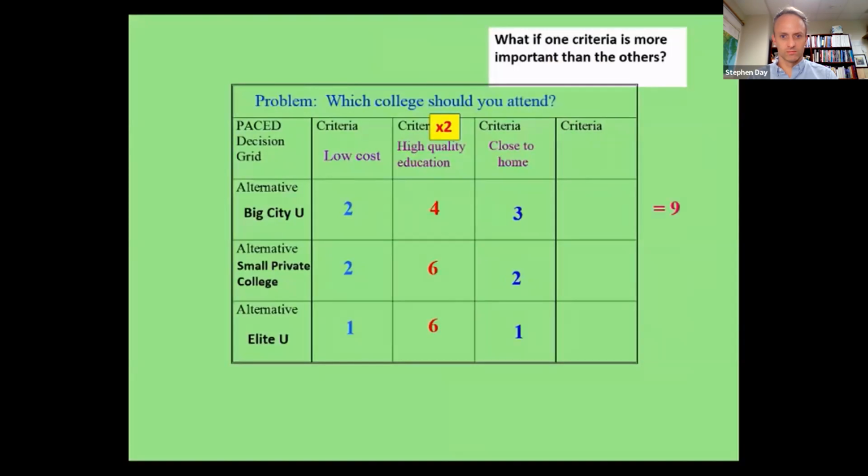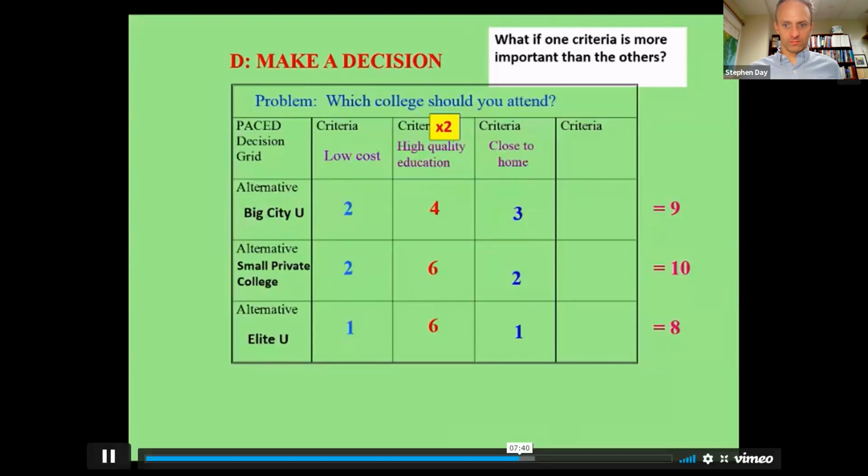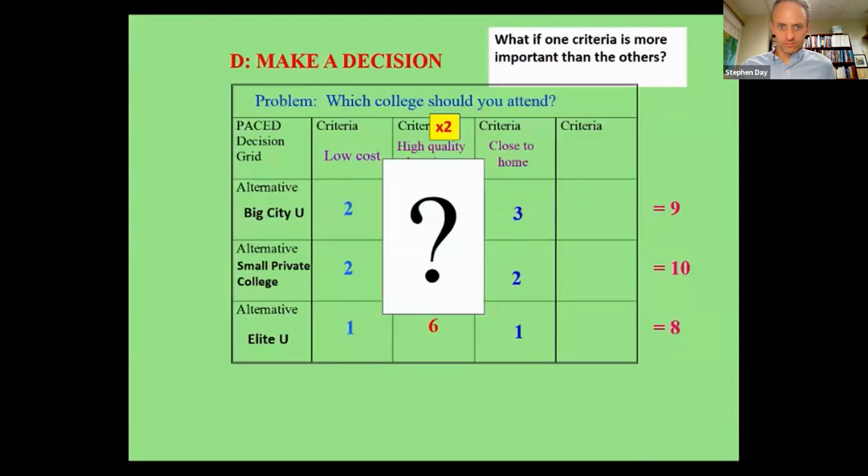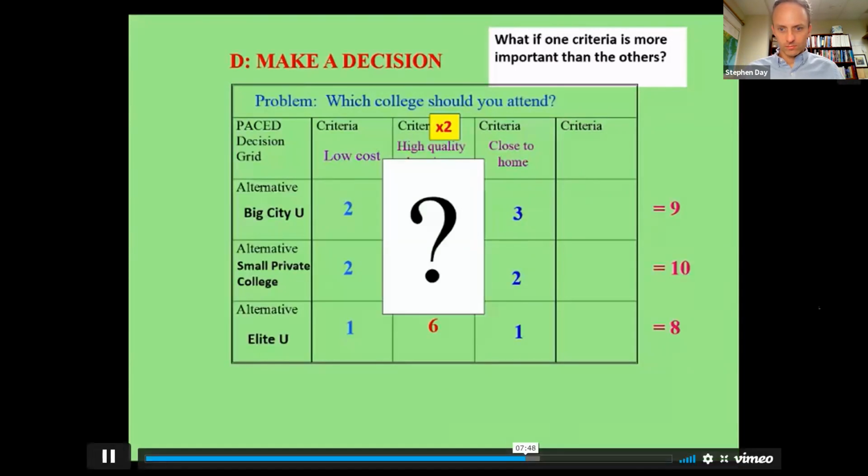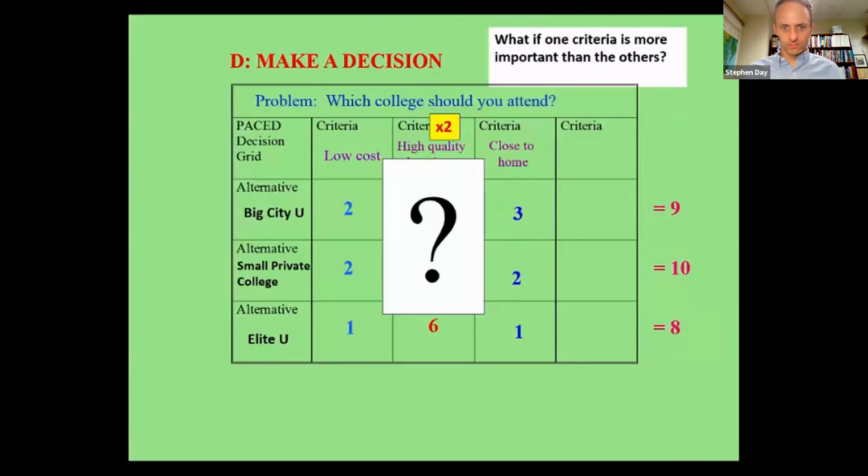So let's take a look at those numbers again. Big City U gets a 9. Small private college gets a 10, and elite university gets an 8. So we've evaluated the criteria, and last is D, make a decision. According to my decision grid, small private college is where I should be going to college. That's my decision. Now it's important to remember that this is my decision. Your decision might be different. Your numbers might be different, and that's okay.